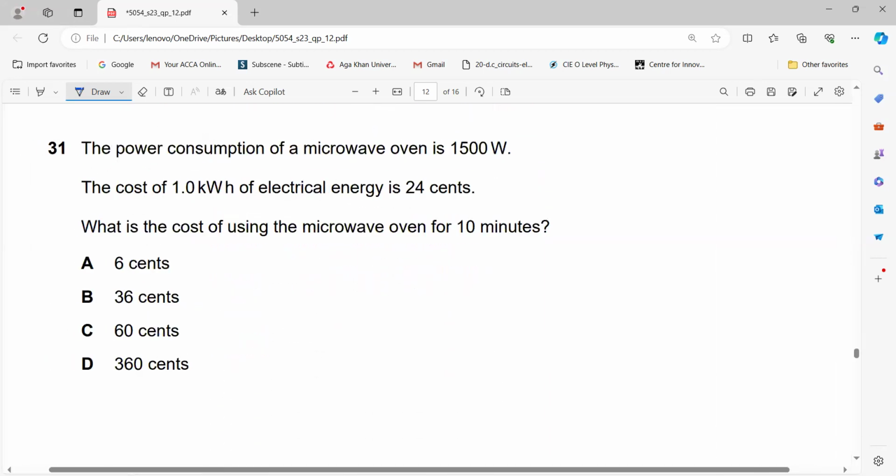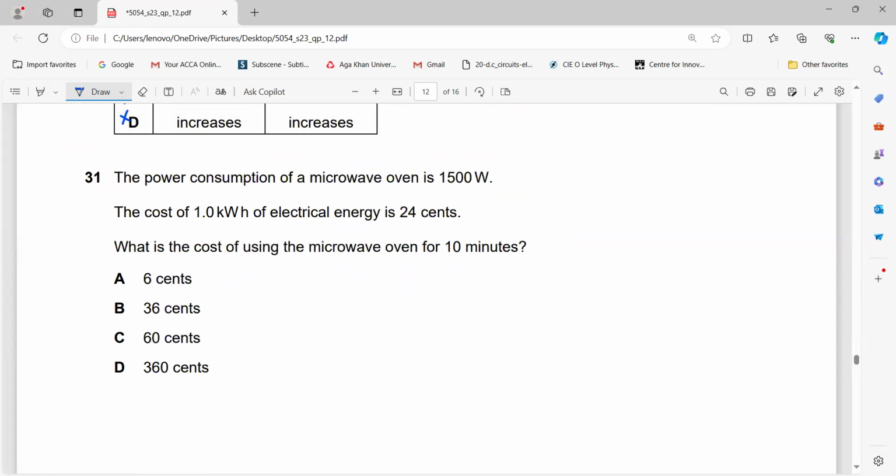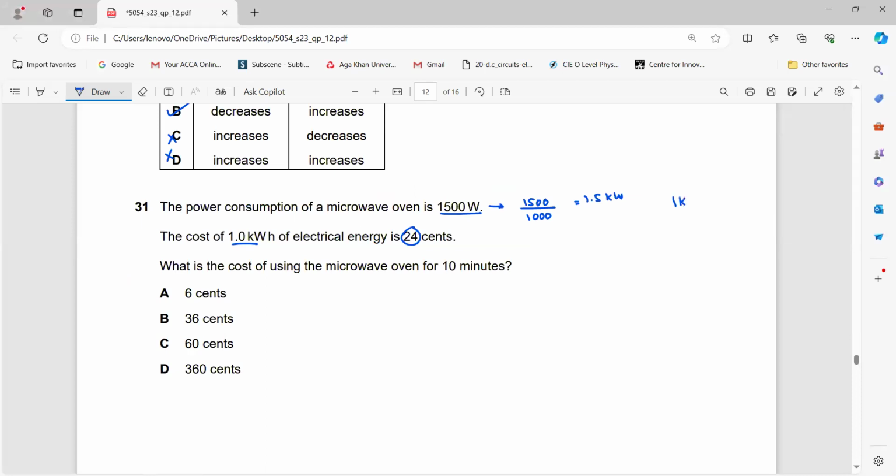Kilowatt hour calculations. It says the power consumption of microwave oven is 1500 watts. Whenever you see this, I want you to convert it into kilowatts. And how do you convert it into kilowatts? You divide it by 1000. That's going to be 1.5 kilowatts. The cost of 1 kilowatt hour of energy is 24 cents. So I'll just write this down. This is just a rate. It tells you 1 kilowatt hour of energy costs you 24 cents.